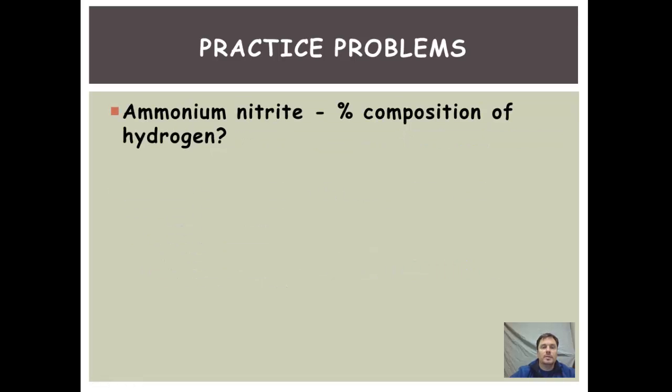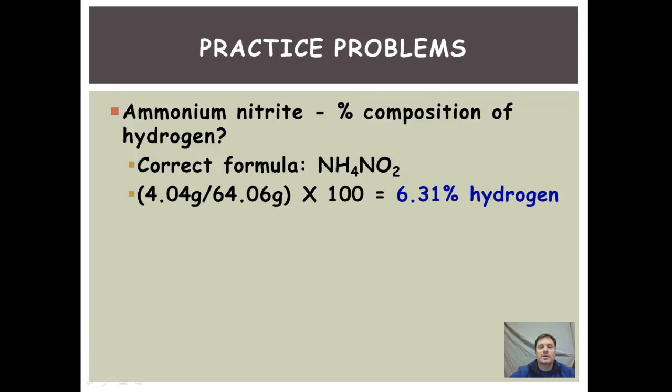Now the third one, ammonium nitrate, the correct formula, NH4NO3, nitrate, excuse me. The total molar mass is 64.06 grams. Okay, take the weight of hydrogen. There are 4 of them, so 4.04 divided by 64.06 times 100 gives us 6.31% hydrogen. Not too hard, guys. Pretty easy.